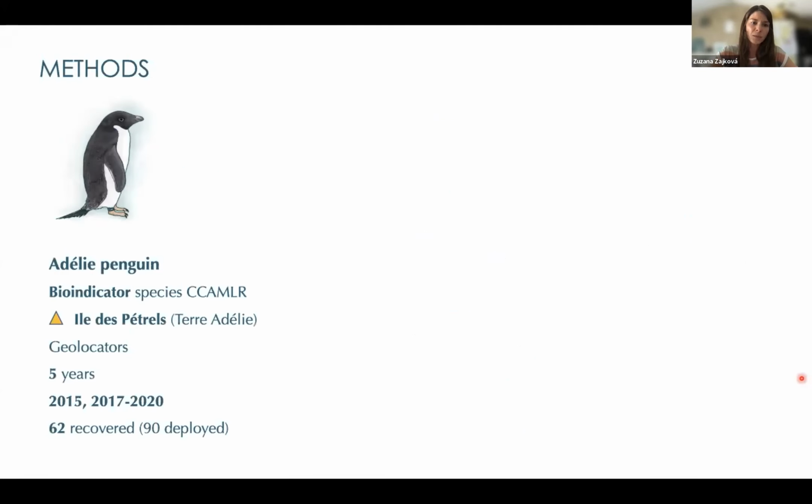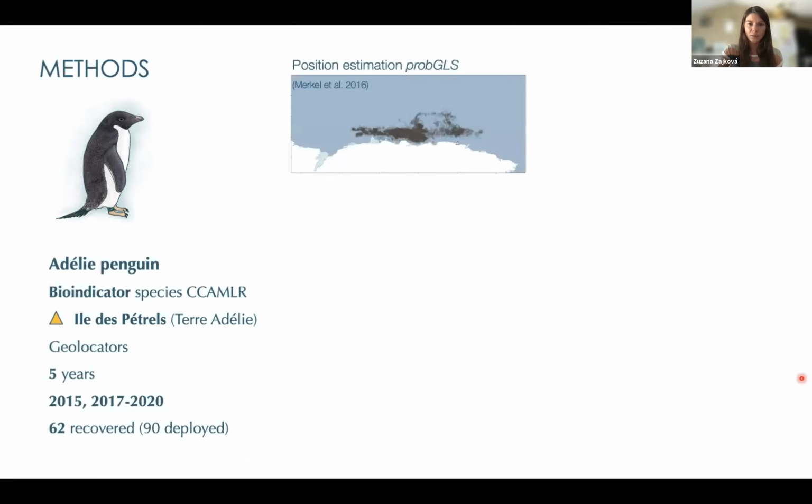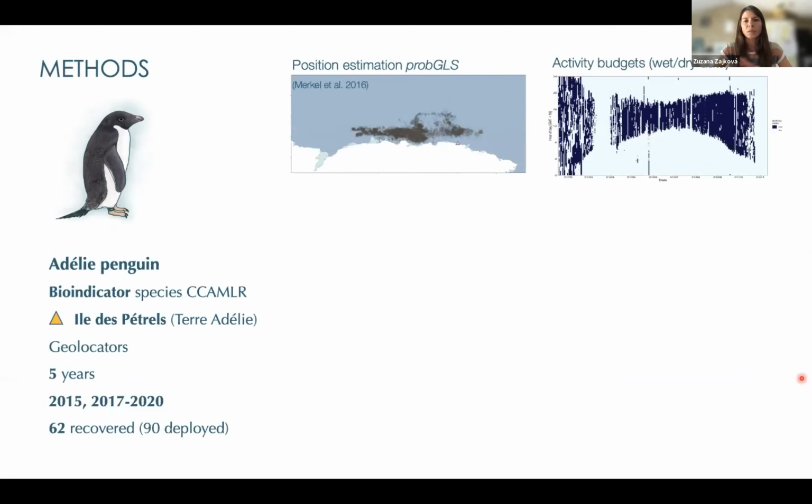So we studied Adelie penguin, which is also listed as a bioindicator species of CCAMLR. We studied the individuals from Ile des Petrels in Terre Adelie. We used geolocators to track the wintering movements over 5 years, almost consecutive 5 years from 2015 until 2020. And a quick glance over the methods used. To estimate the position, we used the probabilistic algorithm probGLS. We quantified activity budgets, which we used as a proxy for foraging behavior of Adelie penguins from the wet-dry sensors.